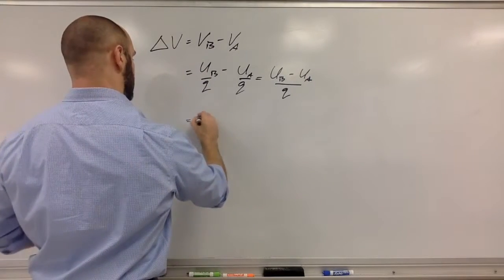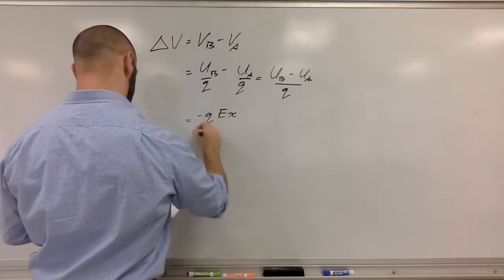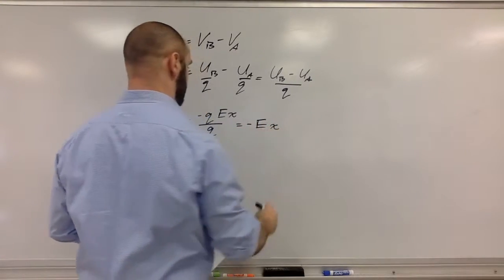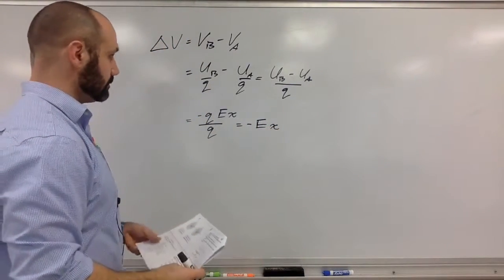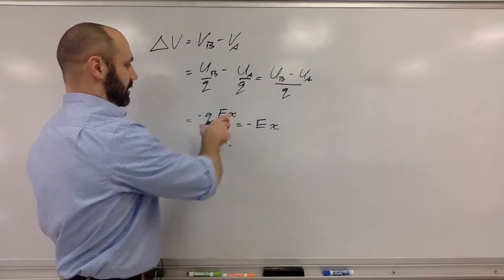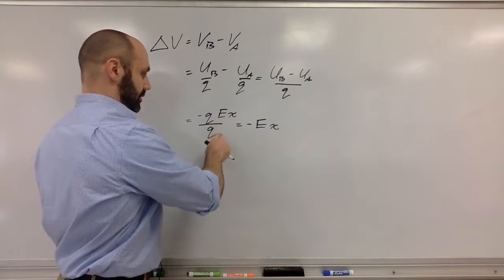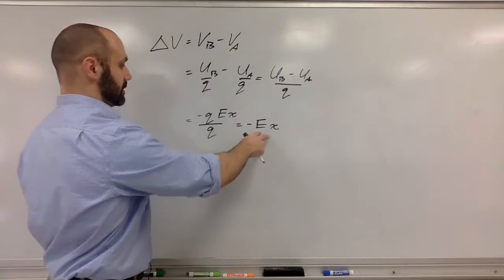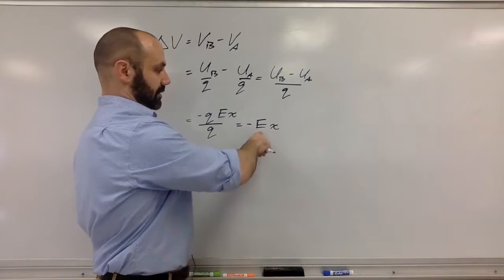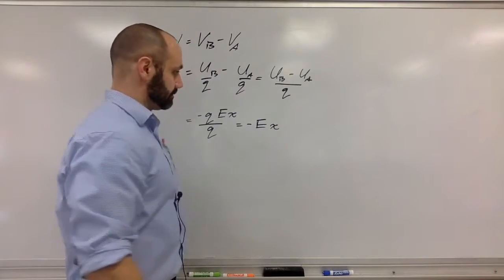So this is going to be negative qEx over q. So that's just negative Ex. Because this is the change in potential energy, so it's the negative of the work done, right? This was the work, qEx, per unit charge, and so it's just Ex. So the change in potential from one place to the next is negative of the electric field times the distance between those two spots.